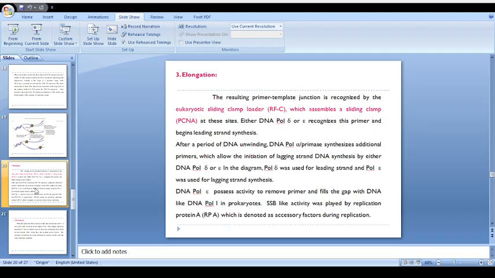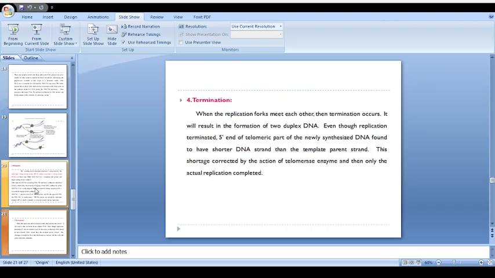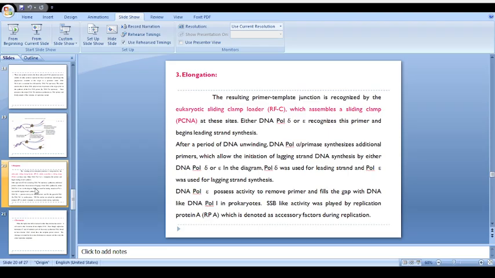Once this is over, after a few fragments of DNA are synthesized on the lagging strand template, then comes the removal of primer and filling up of the gap in the eukaryotic system. RNase H is responsible for the removal of RNA primer in the eukaryotic system, and it is like the DNA polymerase 1 nick translation process. So once the RNA is removed, the gap is filled, and again the sealing takes place with the help of the DNA ligase enzyme.